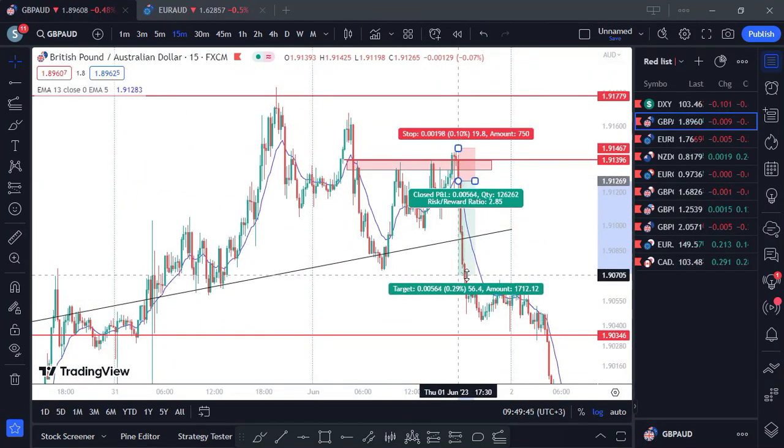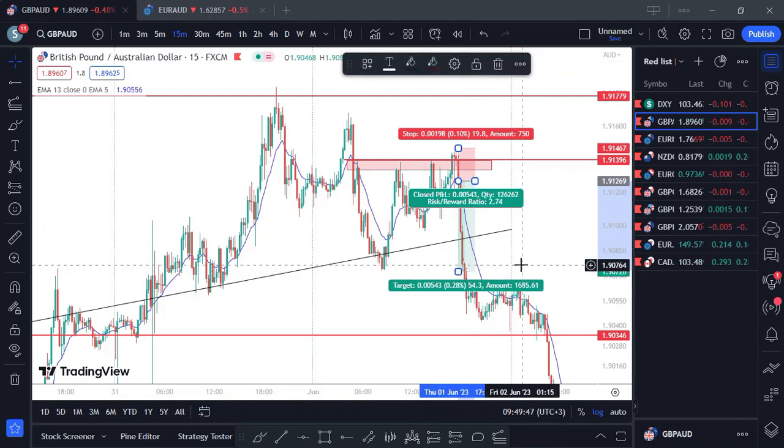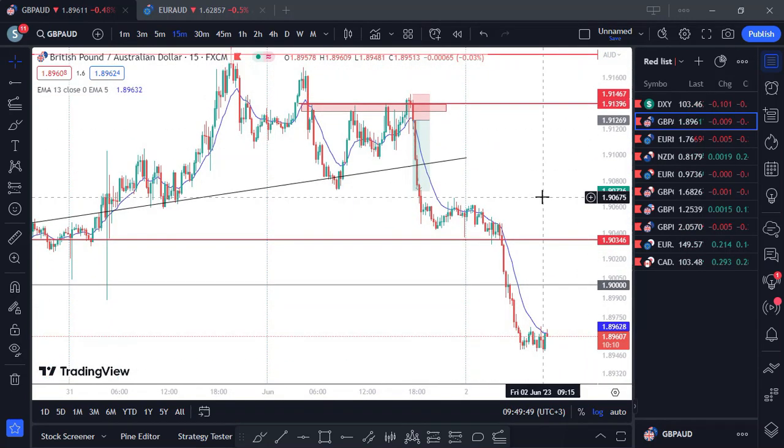The first place where I targeted was here. Basically, after about 30 pips, I closed my trades.